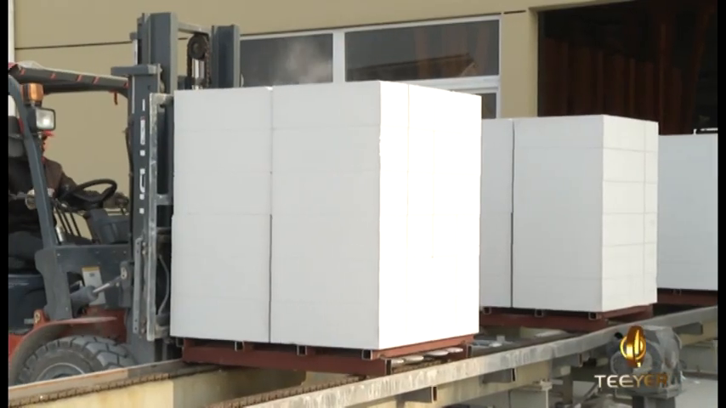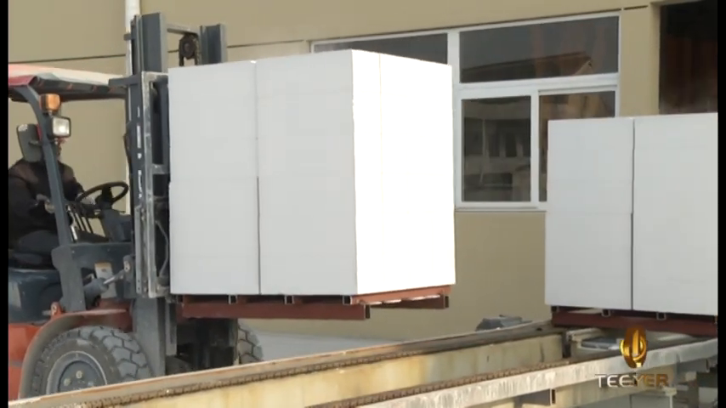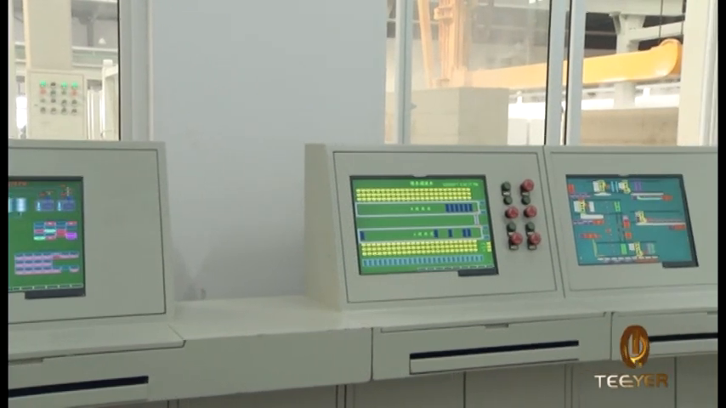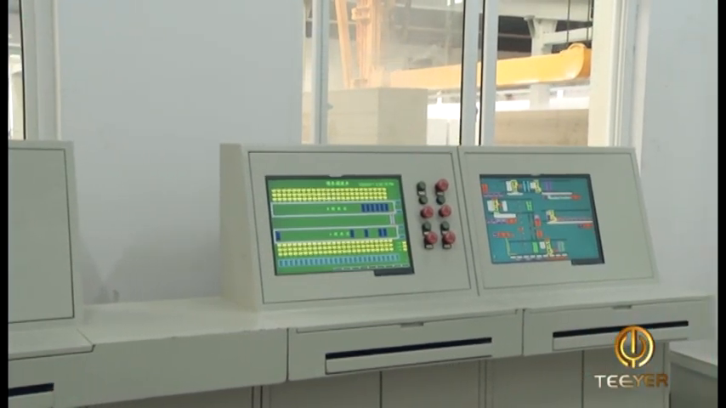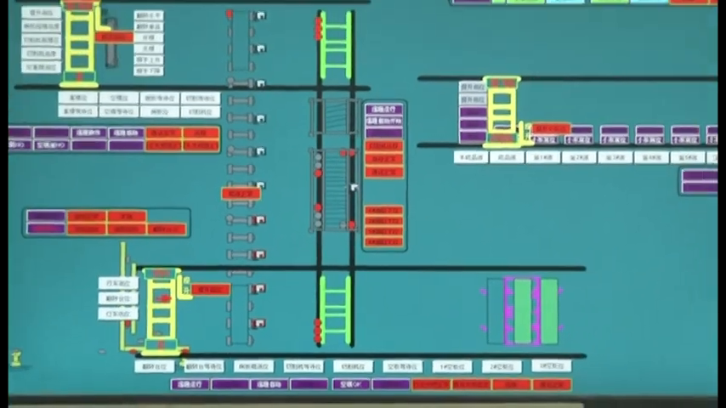The packaged finished product will be transported by forklift to the finished product storage yard. The production shall be completed on the whole production line during the process of the continuous and repeating above said production flow.